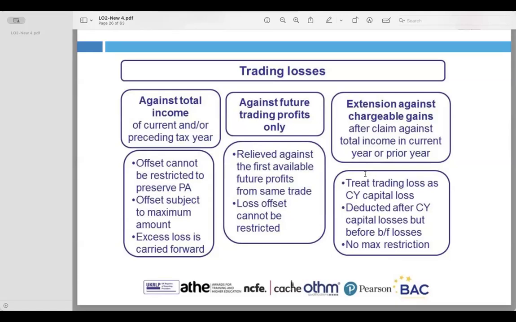So basically trading losses happen when the cost of running a business is higher than the money it makes. Okay.